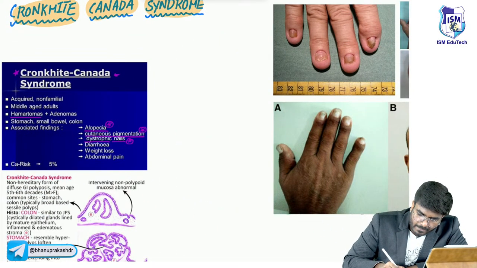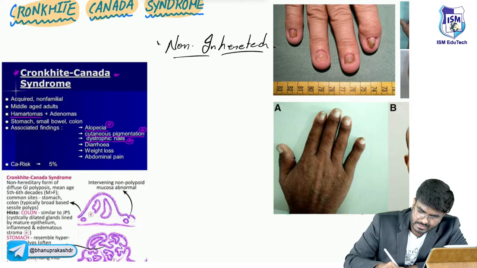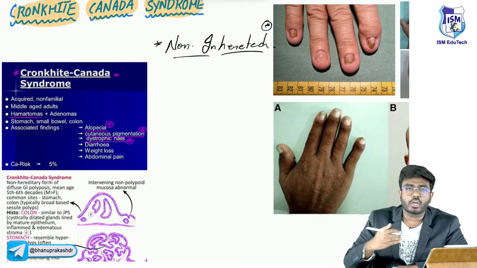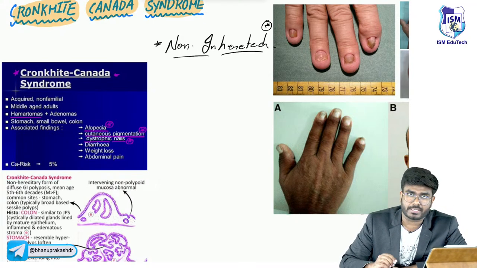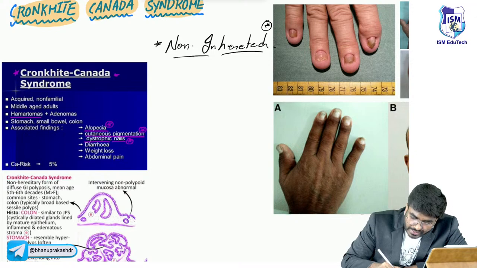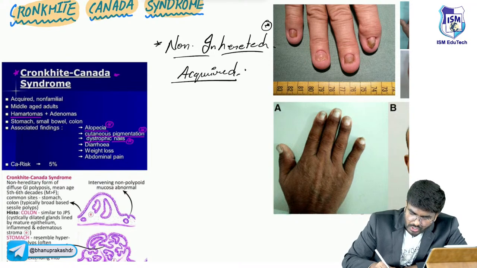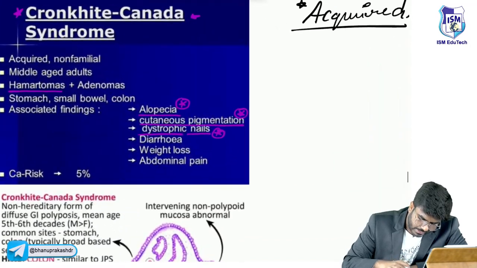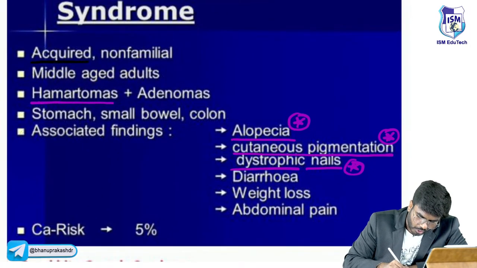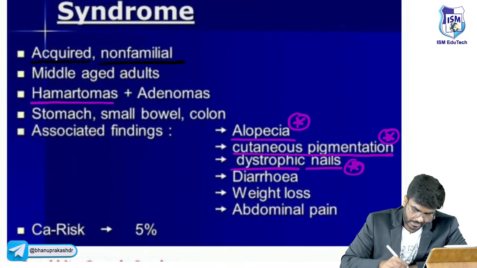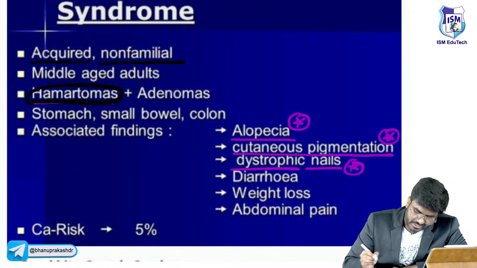it is non-inherited. It's a non-inherited condition, meaning it's not coming in the families. No genes are going to be involved. It's an acquired condition. You will get it, not from the family. It's acquired, non-familial. Hamartomatous polyps are going to be seen.